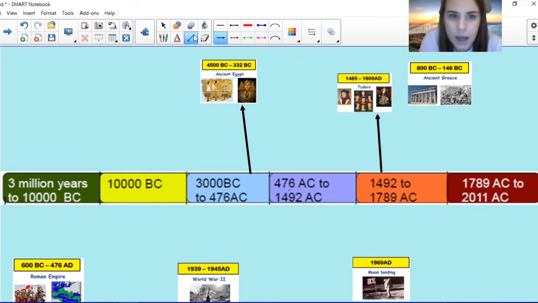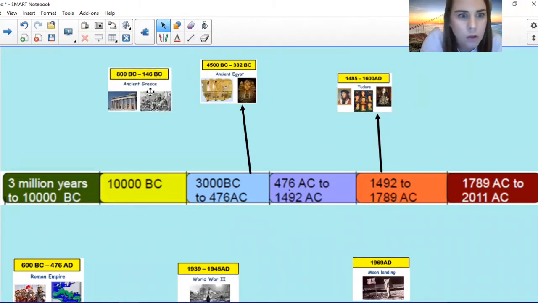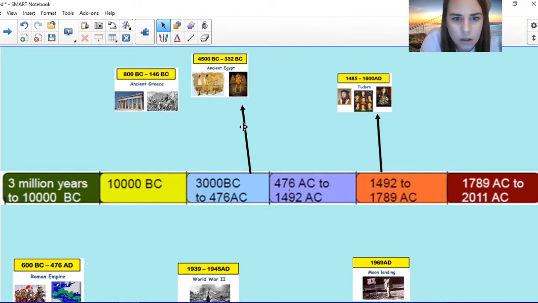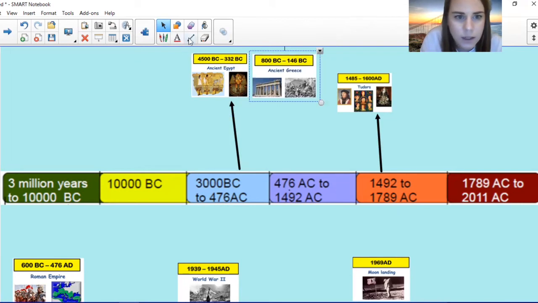So just as I am, you are going to arrange your cards accordingly. I know you've got many more cards than I have. And again, ancient Greece and ancient Egypt both need to sit in here. And they kind of overlap a little bit, don't they?